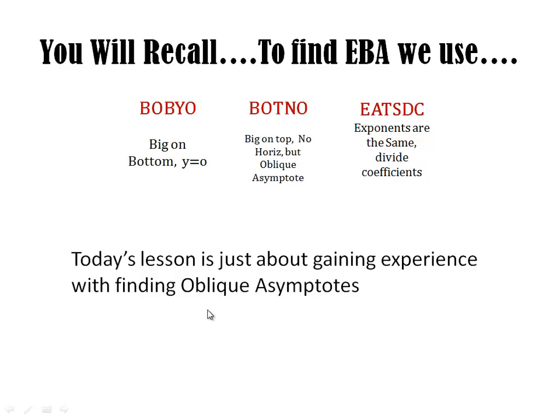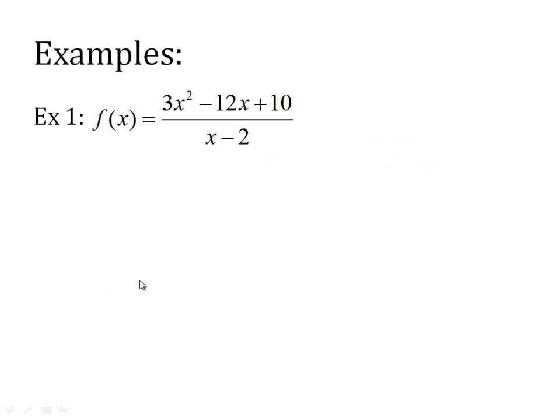Alright, so today's lesson is just about gaining experience finding the oblique asymptotes. Nothing more, nothing less, just more practice of the same thing we did yesterday, but specifically the oblique ones. Alright, so look at this one. Here's your equation. Let's think.